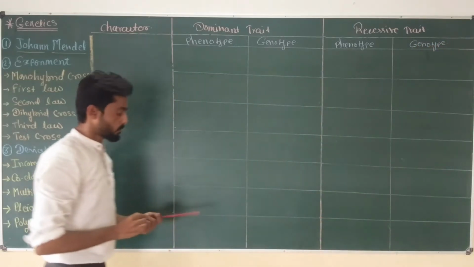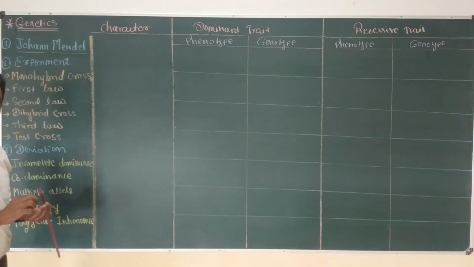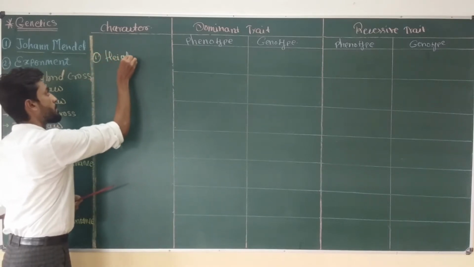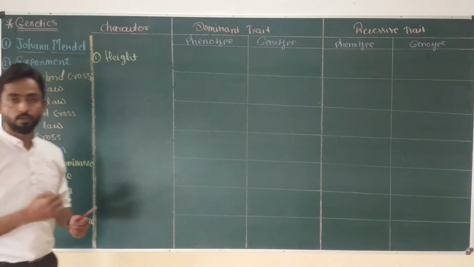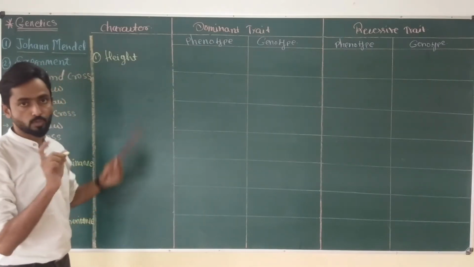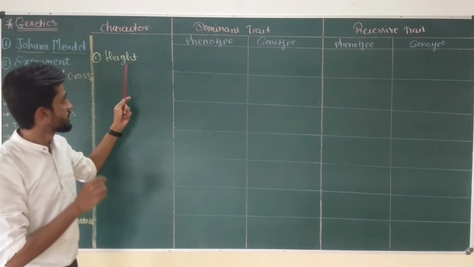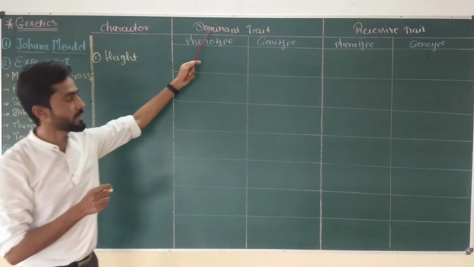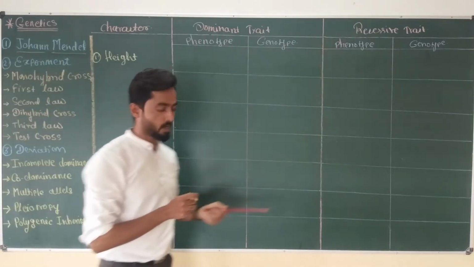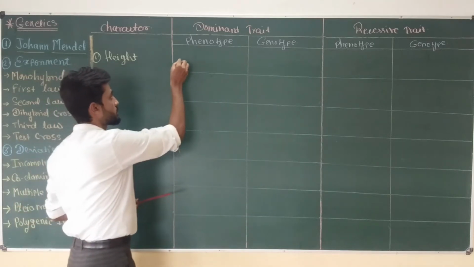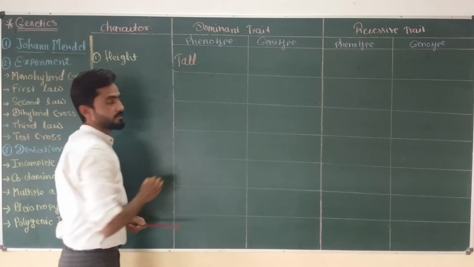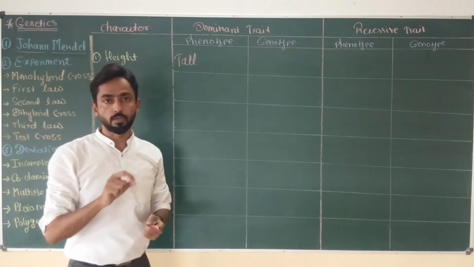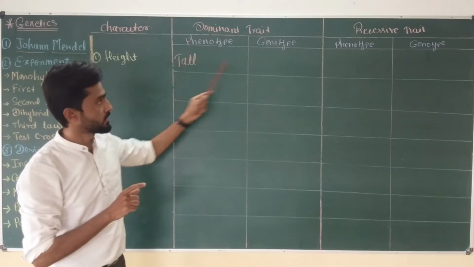Okay, so out of the 7 characters, the first which Mendel selected was height of the plant. In some books they have written stem height. It is nothing but the actual height of the plant. Now the height in Pisum sativum has two different forms, one is dominating trait and another is recessive trait. Now the dominating trait is tall. That means in this case the stem grows longer and the overall height of the plant becomes more when we compare this character with the recessive trait.